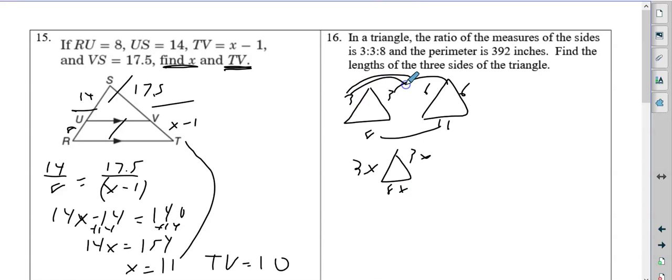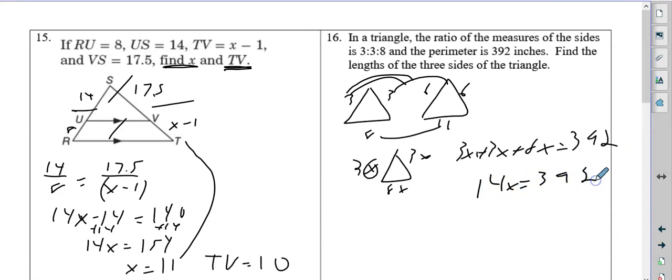So notice I did times 2 times 2 times 2. I'm trying to find out what to make this. So therefore, 3x plus 3x plus 8x equals that 392. This is instead of having to guess and check all the way through. So that gives me 14x equals 392. Divide by 14, x is 28.